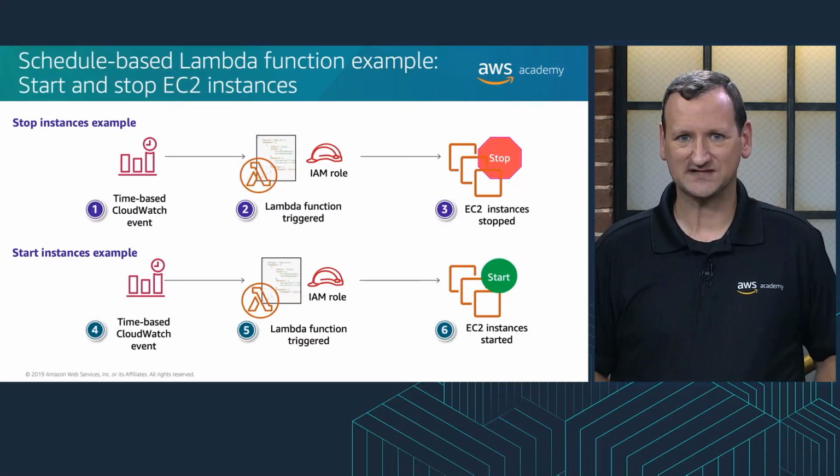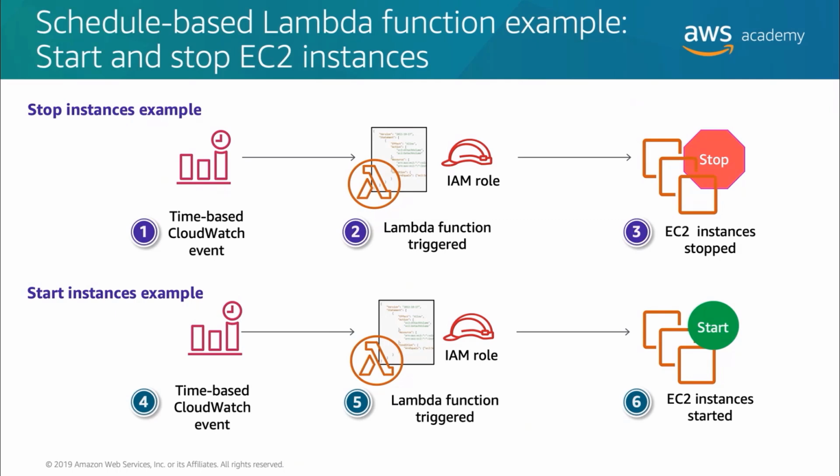Consider an example use case for a schedule-based Lambda function. Say that you're in a situation where you want to reduce your Amazon EC2 usage. You decide that you want to stop instances at a predefined time, for example, at night when no one is accessing them.